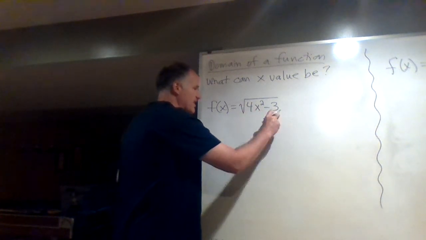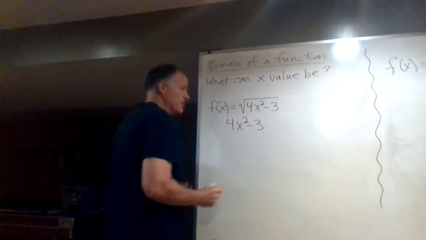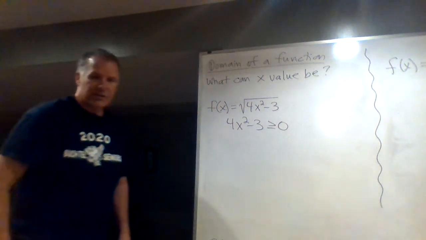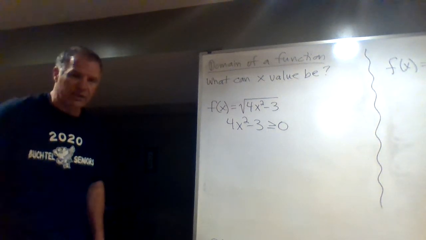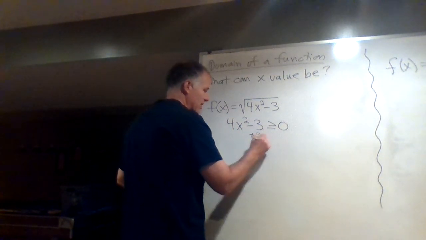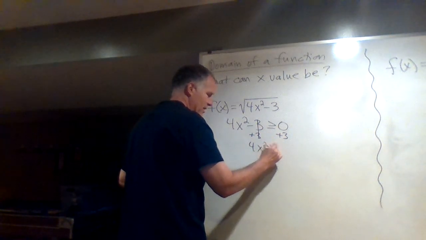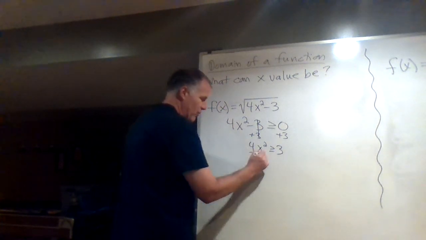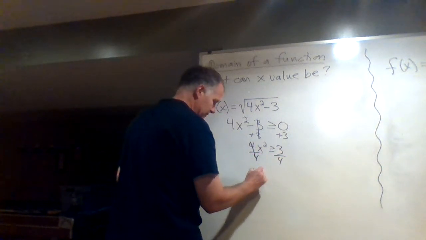So remember, what we do, we take the underneath part of the radical. So this one's 4x squared minus 3. It has to be greater than or equal to 0. So that's really what we did on that last video as well. So whatever's underneath the radical, you set greater than or equal to 0. Now I'm just going to solve for x. So plus 3, 4x squared greater than or equal to 3. Okay, divide away the 4. So again, this is similar to that last video.